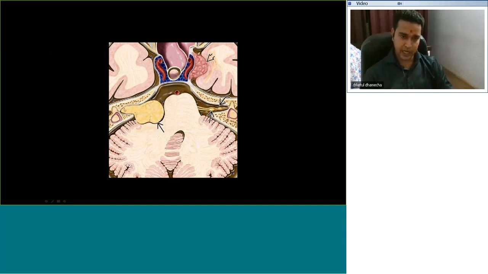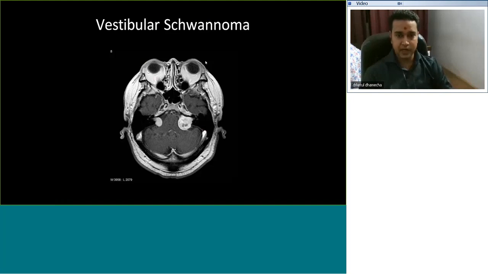It has a tail going inside the internal acoustic canal and protruding inside the brain and causing indentation over the CP angle. On the left side, you can see very small tumors, neurofibromas, schwannomas here. So these are the varieties of schwannoma, bilateral acoustic schwannoma, as well as we are seeing a highly vascular meningioma along the sphenoid wing. This is the bilateral vestibular schwannoma, intensely enhancing.